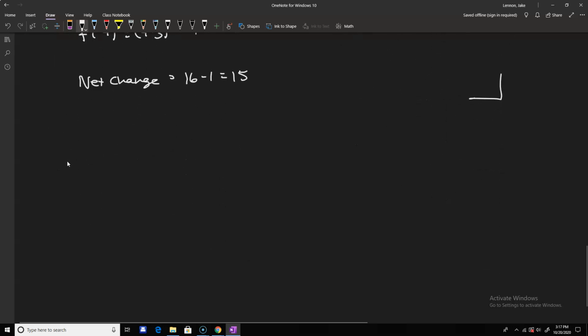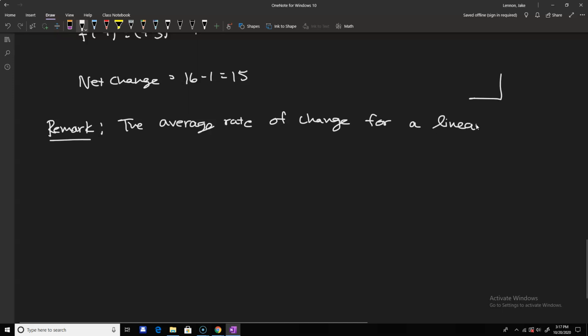So let's go ahead and make a remark. You may have known this intuitively, or you may have thought about it already, but it's important to point out since we've already studied linear functions. The average rate of change for a linear function remains the same no matter which interval we choose.